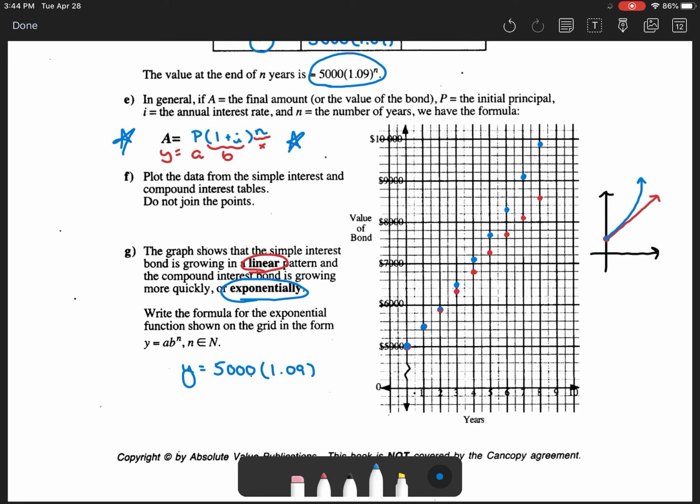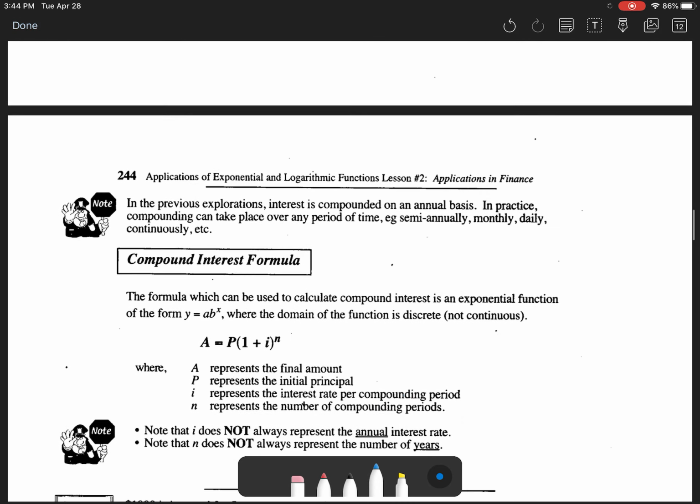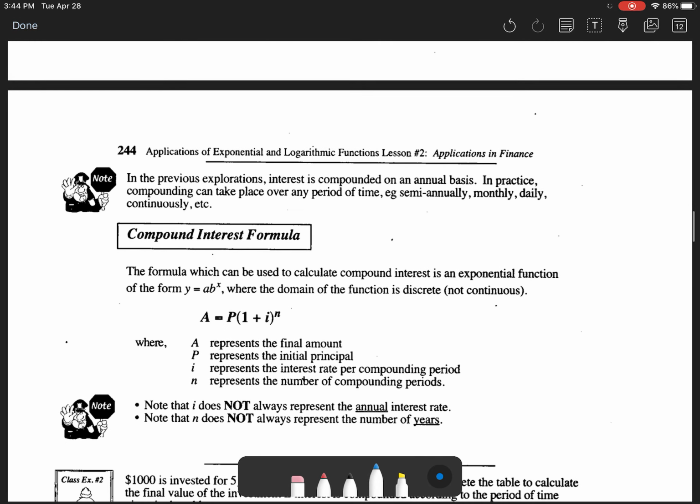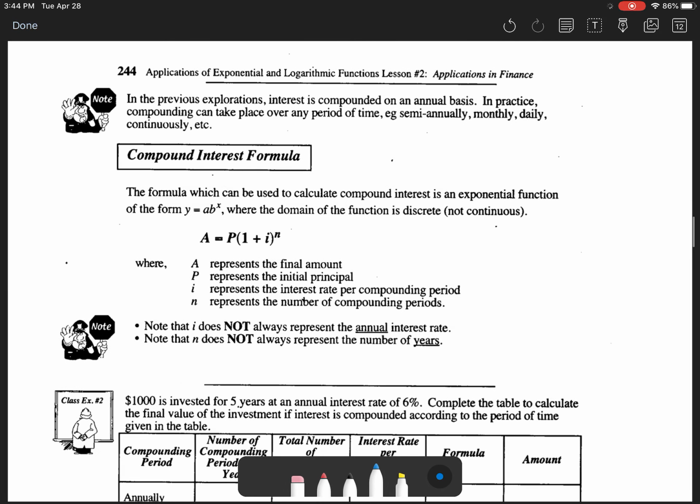So write the formula for the exponential function shown on the grid in the exponential form. On the grid, that graph would have the equation of y is equal to 5,000, there's my initial amount, 1.09, right? 1 plus the interest rate, and then to the exponent of n. So there's the equation of our function on the grid.